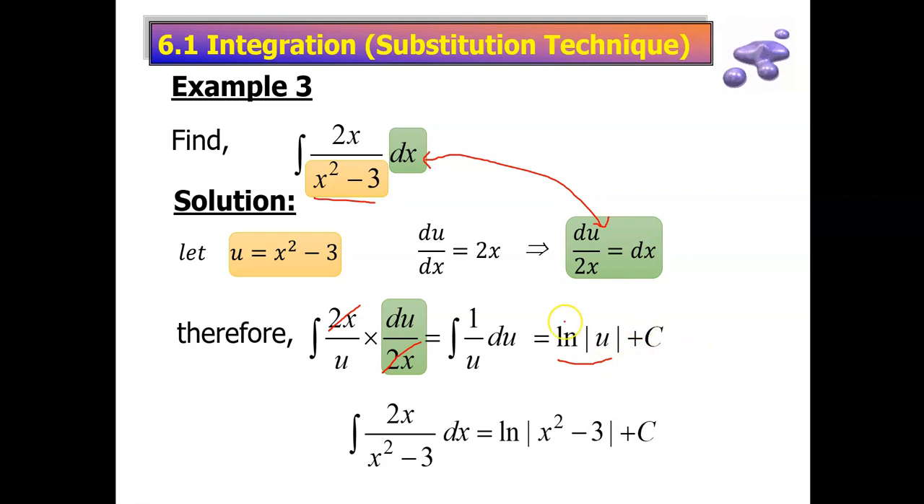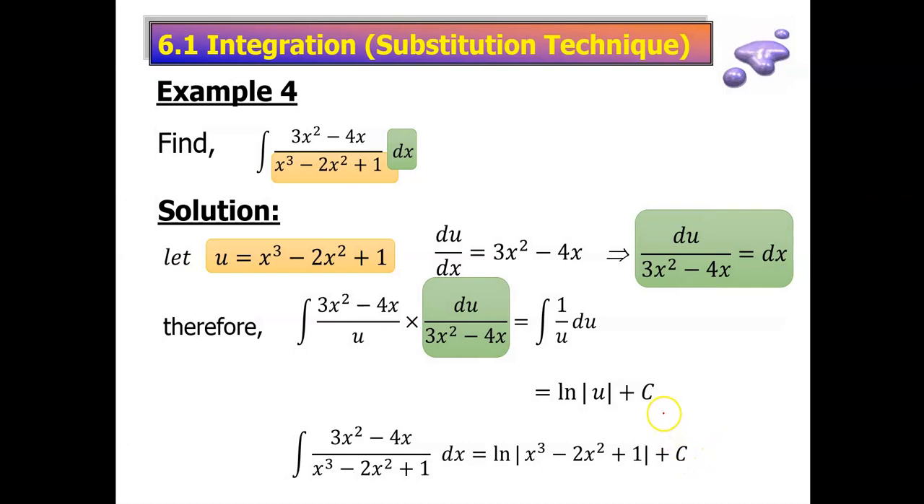And again, don't forget to substitute back your u. What is your u? This one, x squared minus 3. So you're going to substitute it back with x squared minus 3. So this is the final answer.